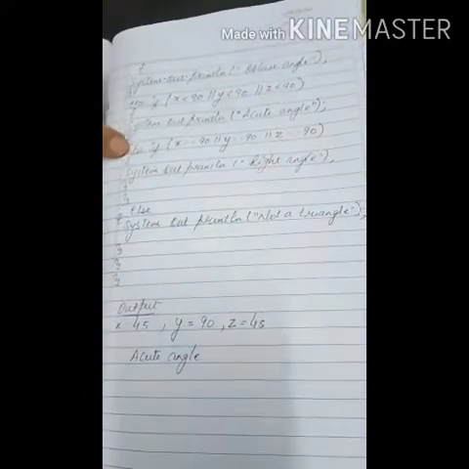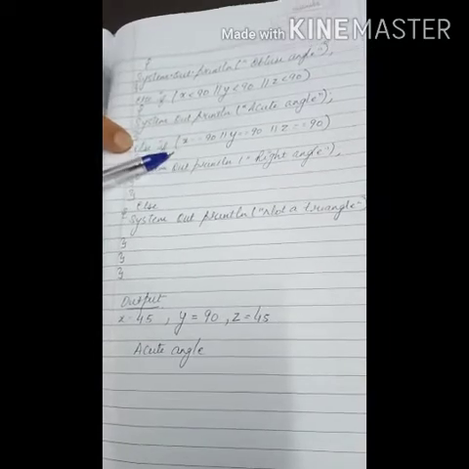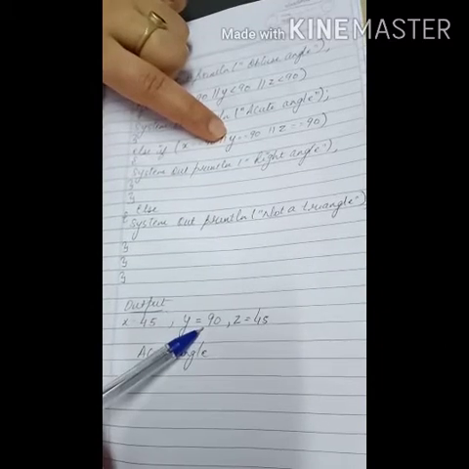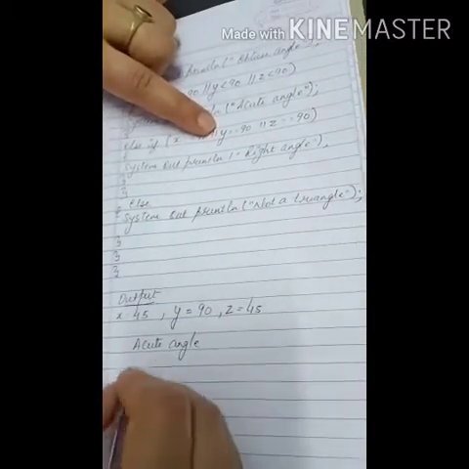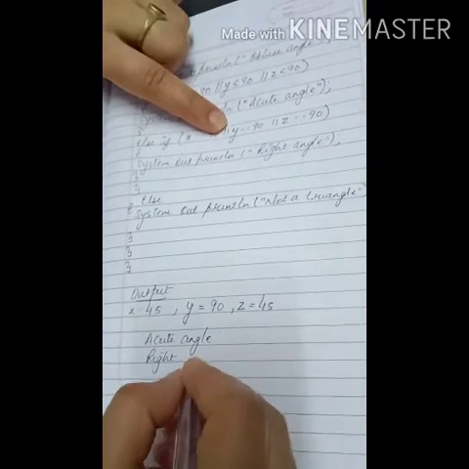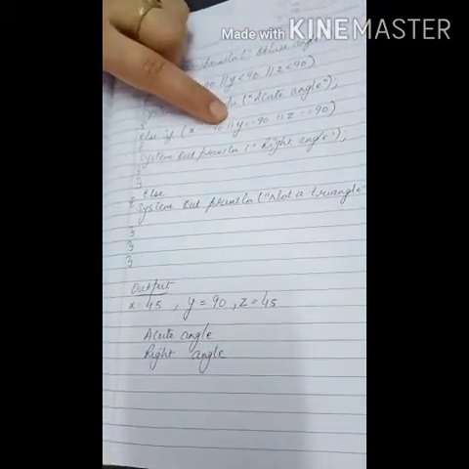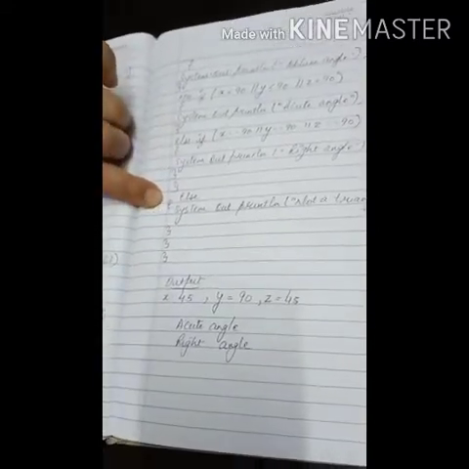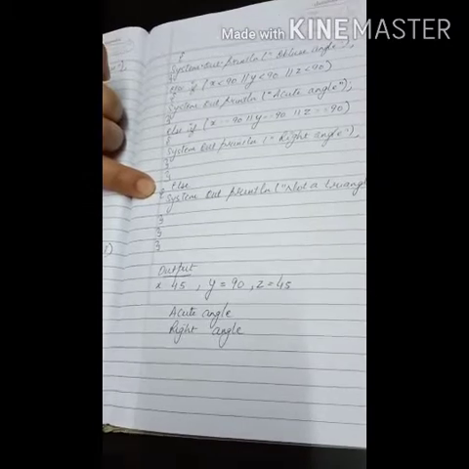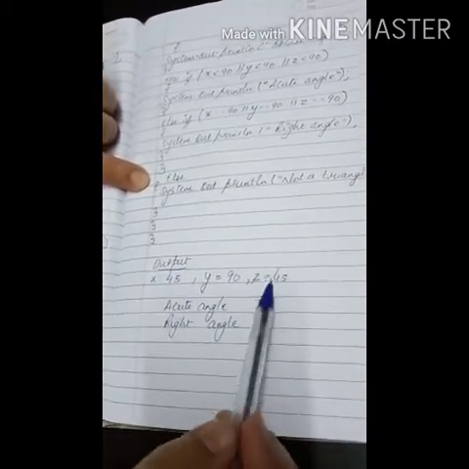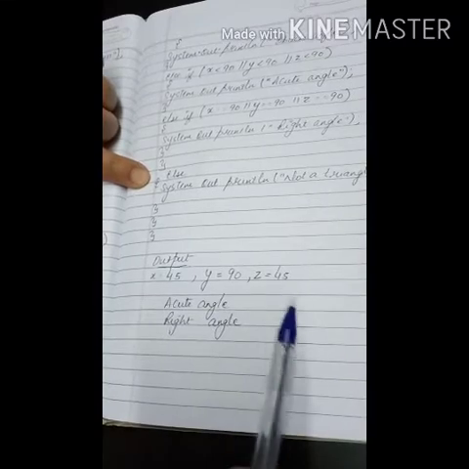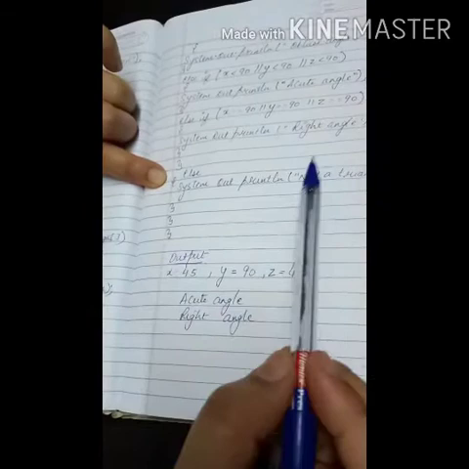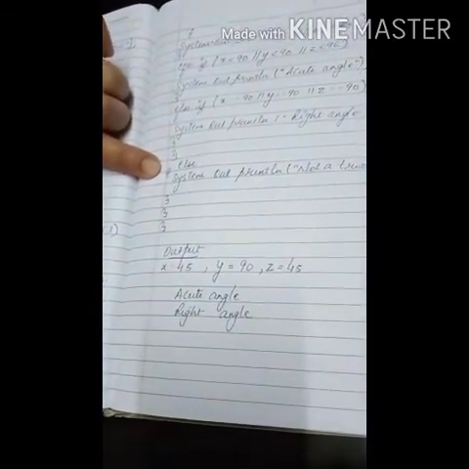Now again it will go to the next statement. X is equal to 90, condition is false. Y is equal to 90, condition is true. So it will also print right angle. And the else part will not run because the condition is true, as the sum of the three angles is 180. If the sum would not have been 180 degrees, it would have printed not a triangle. Thank you so much.